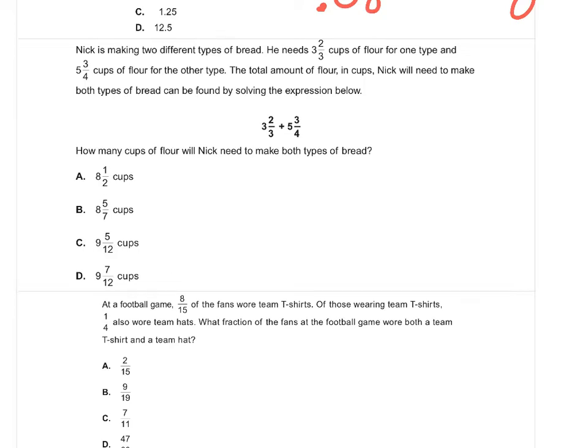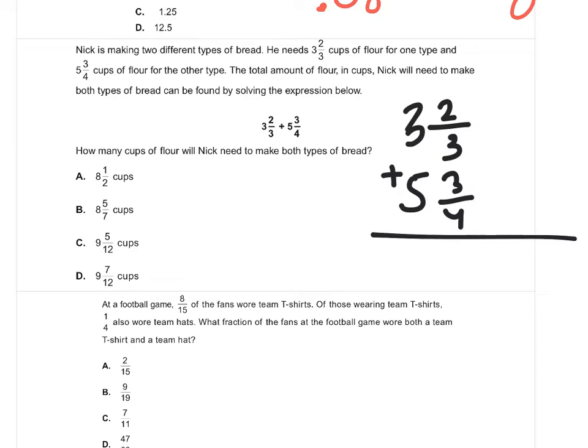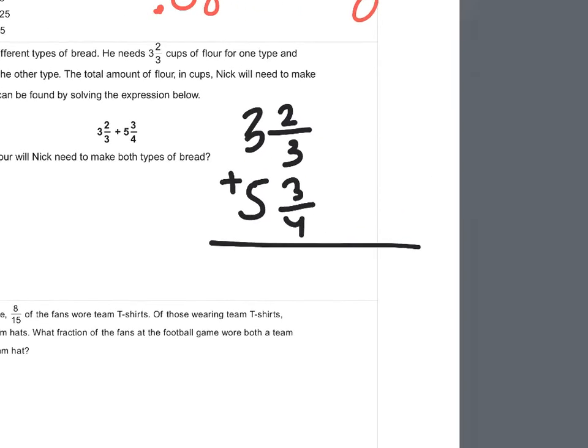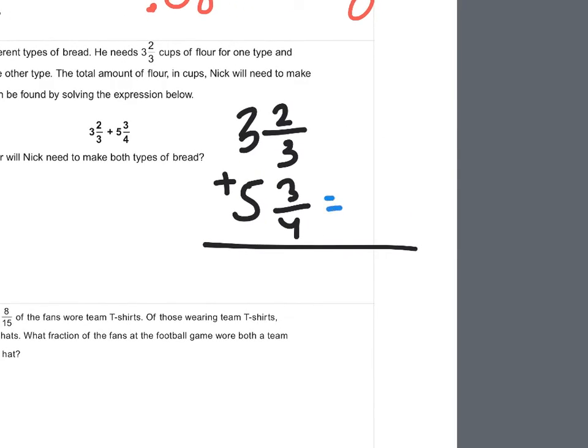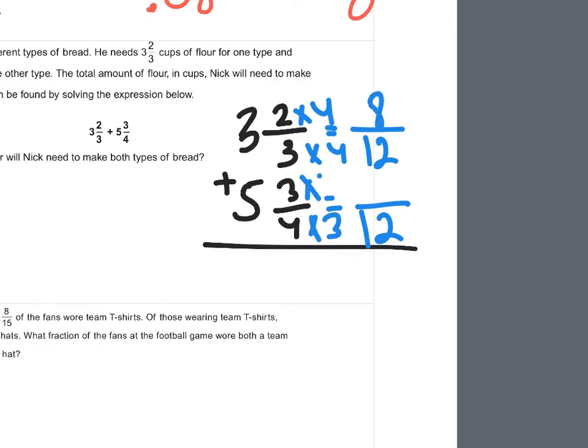So you got 3 2/3 plus 5 3/4. Step 1, we need to find a common denominator between 3 and 4. That's going to be 12. So equal, line. Here's 12. This is 3 times 4, and 2 times 4, which is 8. This is 4 times 3, and 3 times 3, which is 9. 8 twelfths plus 9 twelfths gives me 17 twelfths.